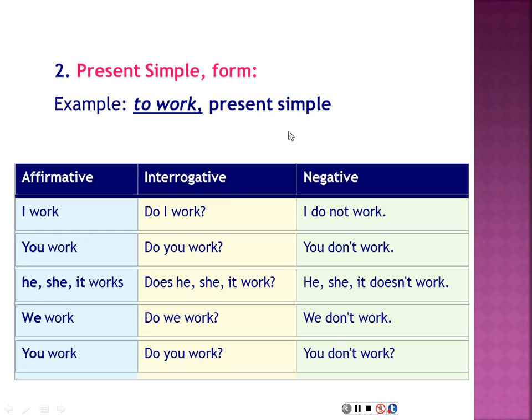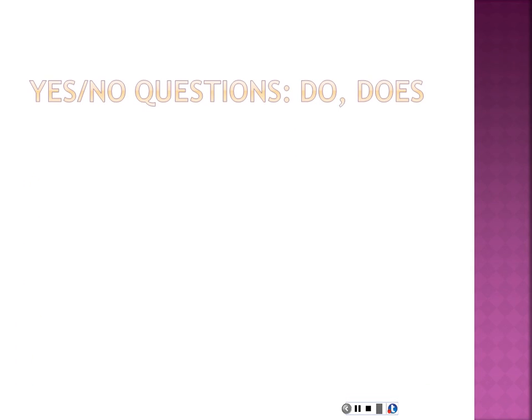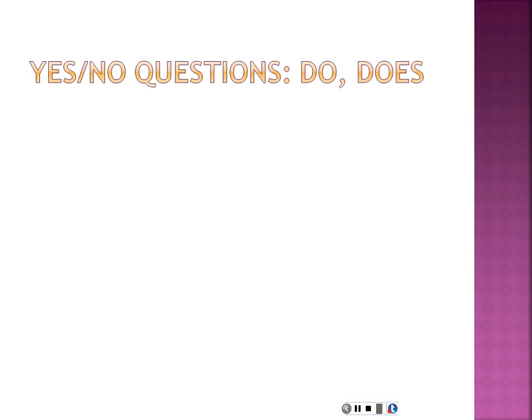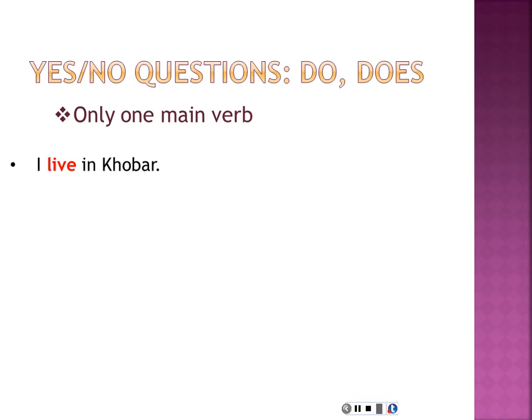Okay, now we are done with the examples and all the forms of the simple present using main verb and do or does. Now the yes no questions using do and does. We will continue with the yes no questions using do and does, and we will have more examples.